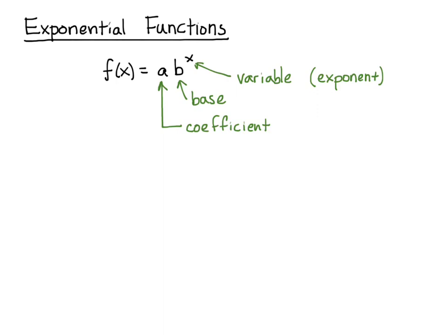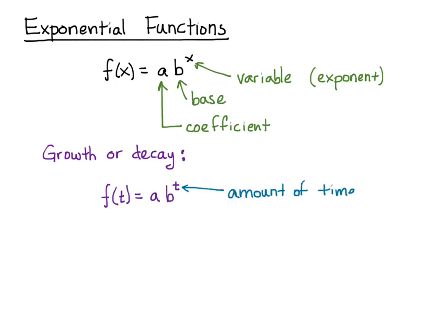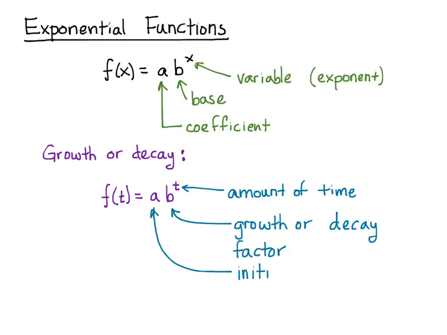Remember, just like with a power function, we had ax squared for a parabola, the a and the 2 are constant. Here, it's the a and b that are constant. The exponent is the variable. Now, if we're dealing with growth, oftentimes the variable is time, so that exponent is the amount of time. Then you talk about b as being the growth or decay factor, and a turns out to be the initial amount. Because remember, if t equals 0, then b to the 0 is 1, and so a is that initial amount.